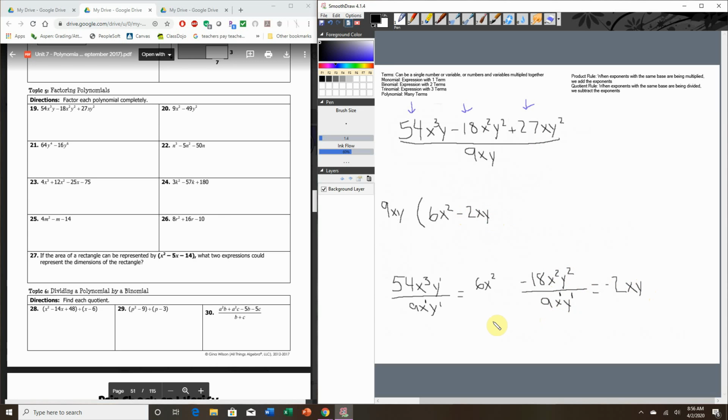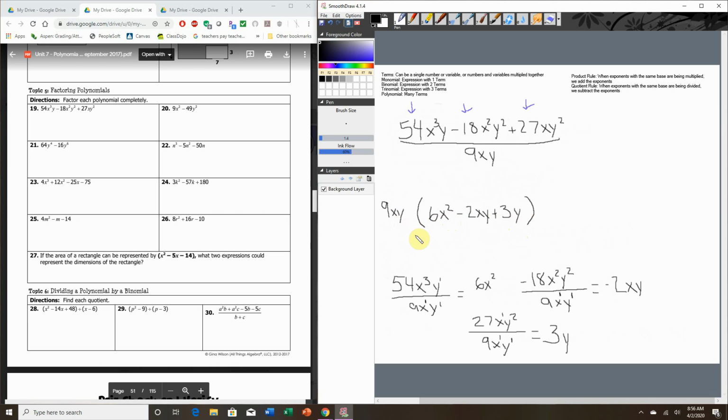Then our last one, we have 27xy squared divided by 9xy. So first we're going to do 27 divided by 9. That's going to give us 3. x to the power of 1 divided by x to the power of 1 cancels out because anything to the power of 0 is 1. And then y squared divided by y to the power of 1 is going to give us y. So simplifying this, we came up with 6x squared minus 2xy plus 3y.